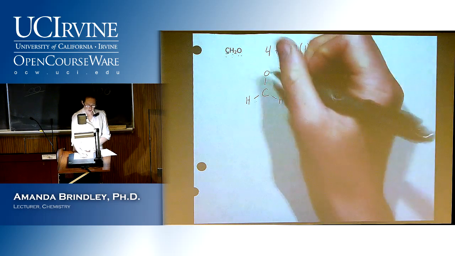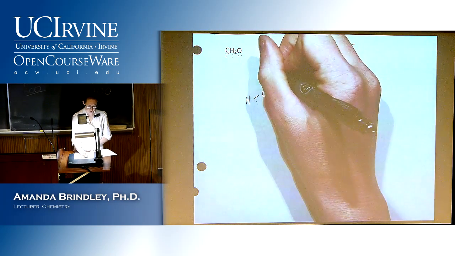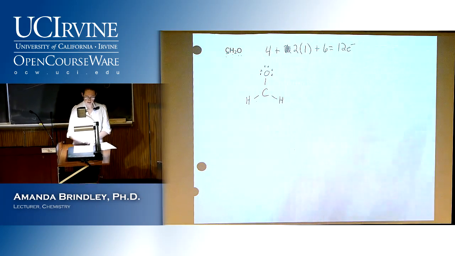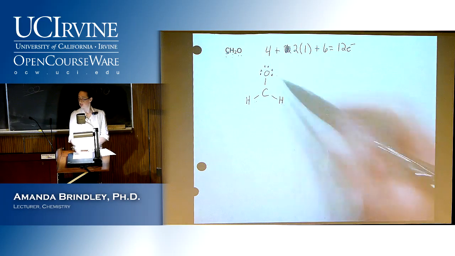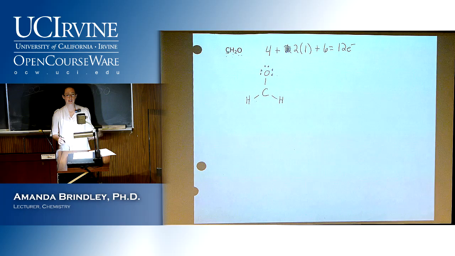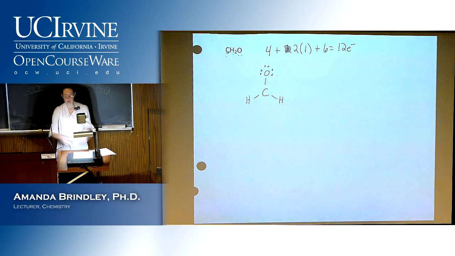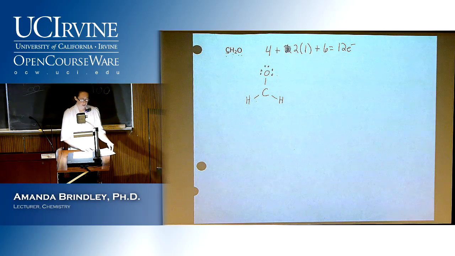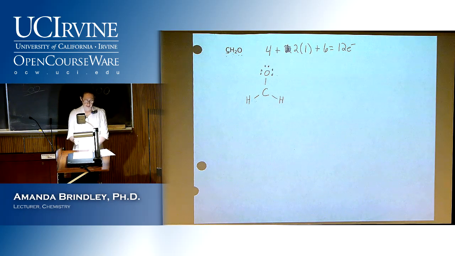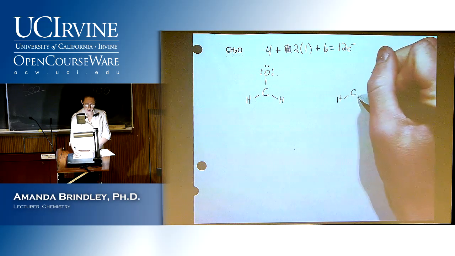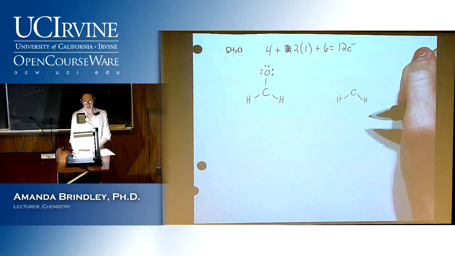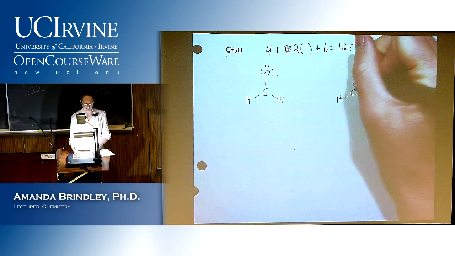So let's go through and see if we can do this. Well, we have 2, 4, 6, 8, 10, 12. So we're set for electrons. Everything has an octet. But if you just walk away at this point, you're not going to get your points. The reason for that we'll talk about in just a minute. But for right now, let's see if there's another way we can do it. After we talk about formal charges, we'll talk about why one is better than the other.